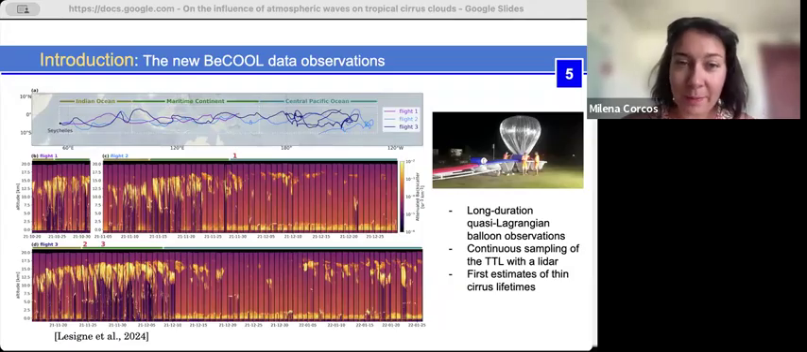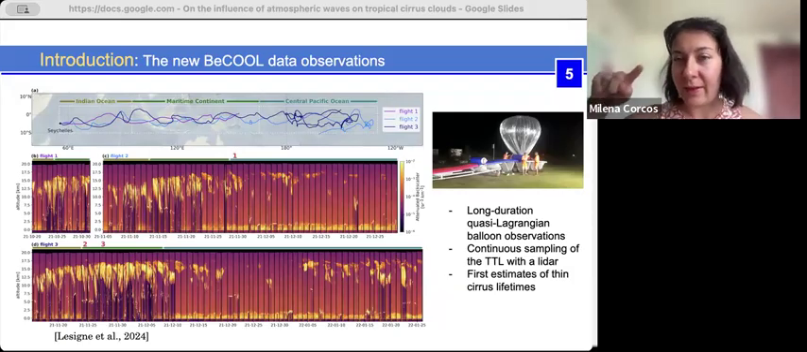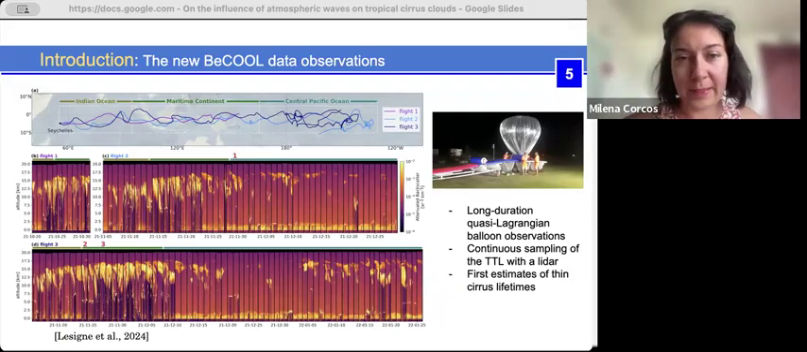So maybe you remember Thomas Lecine gave a presentation on this topic, I think a year ago in this journal club. And I'm just showing on this slide examples of their observations and a map of the flights where these observations took place.